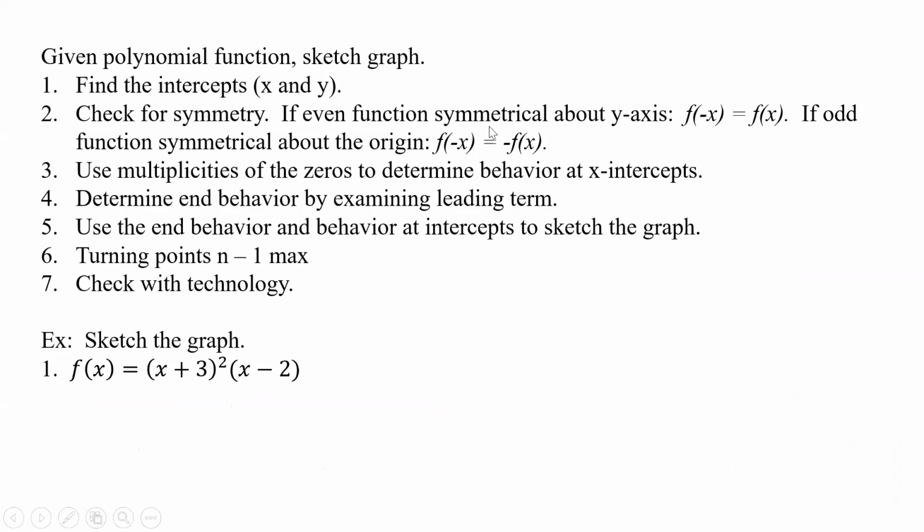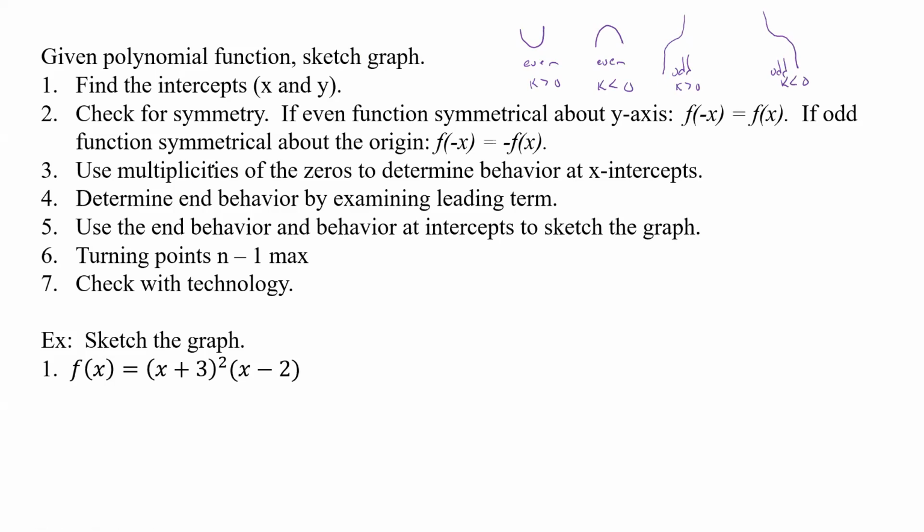But really, if we remember our end behaviors, that's going to help us. This one is even and k is greater than 0. This one is even and k is less than 0. This one is odd and k is greater than 0. And this one is odd and k is less than 0. So that's really going to be the key things we need to know for end behavior.